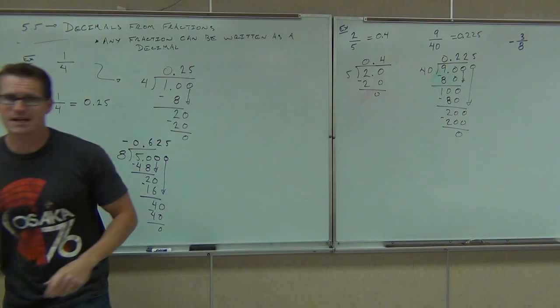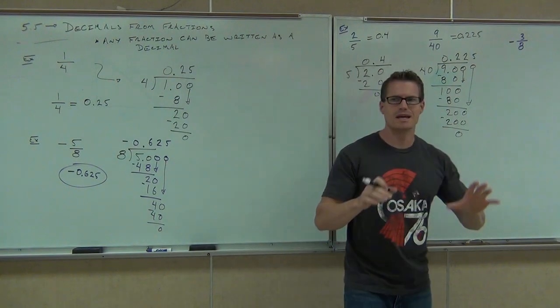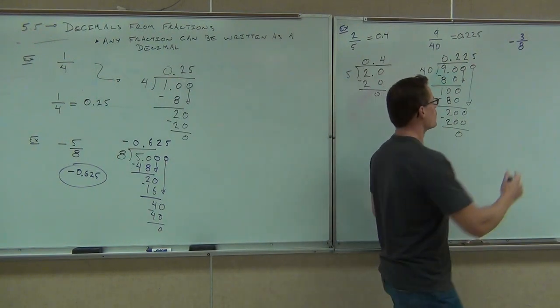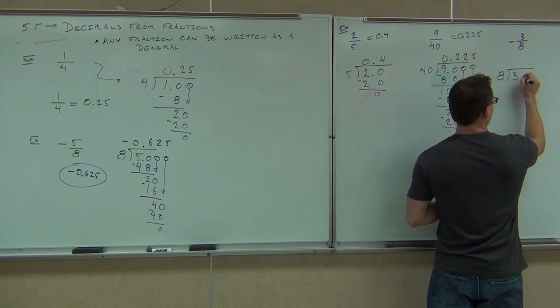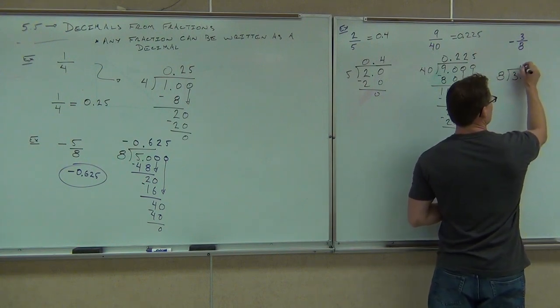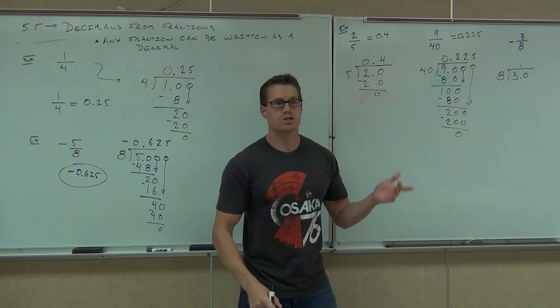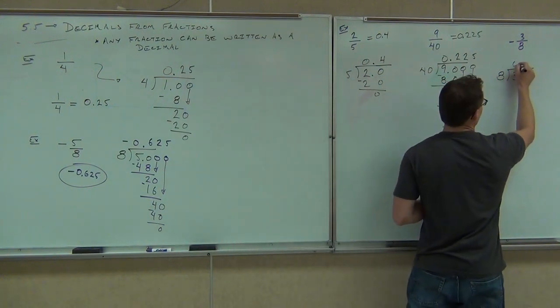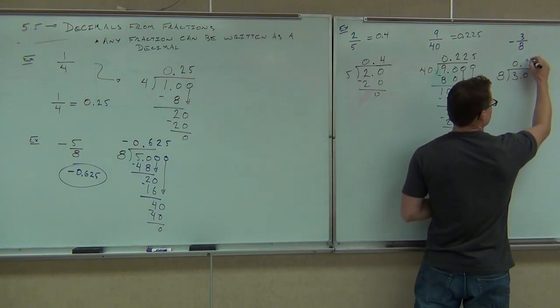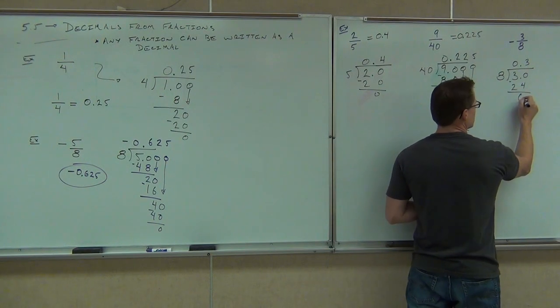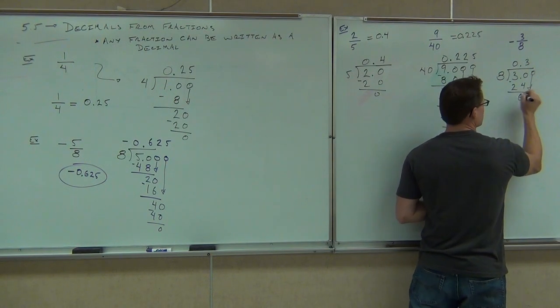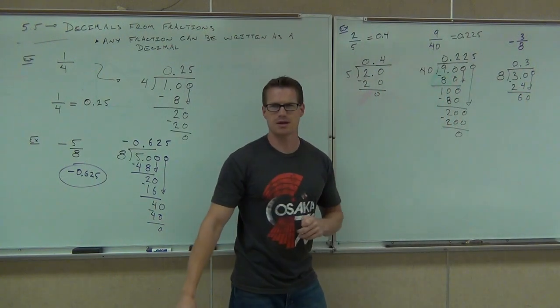Okay, next up, -3/8. Of course, our answer is going to be negative, so we should have negative something. We'll put 8 on the outside and 3 on the inside of our division symbol with a decimal and a 0. Of course, 8 doesn't go into 3, so maybe I'll put a 0 up there. 8 does go into 30 3 times. I get 24. When I subtract, I get 6. I bring down another 0. 8 goes into 60, I'm thinking 7 times.